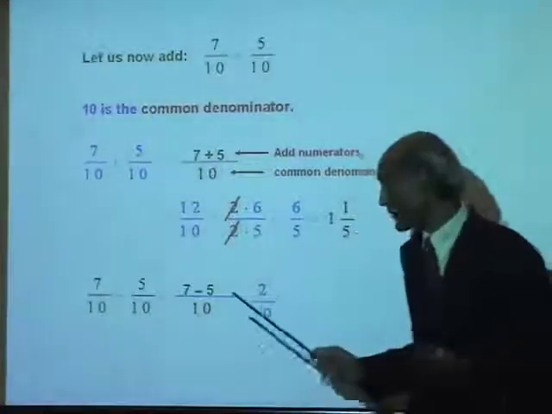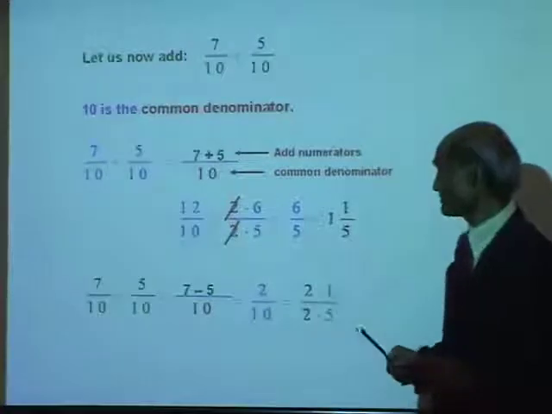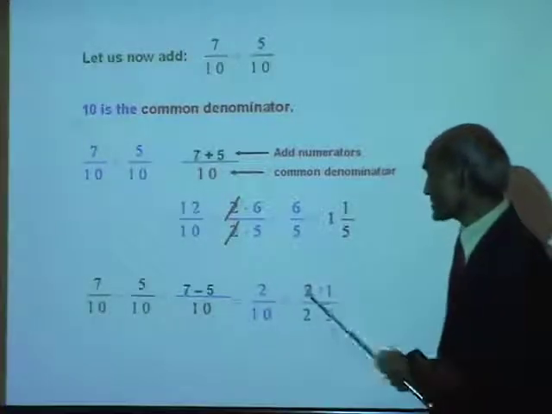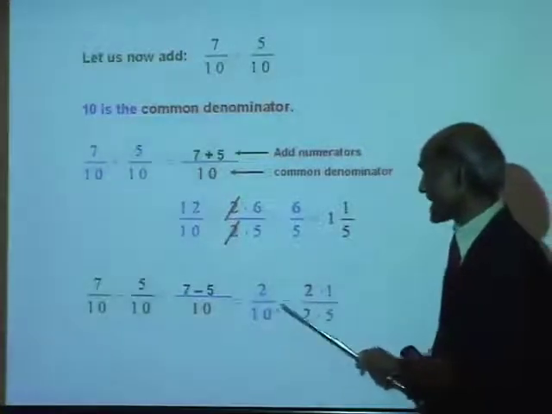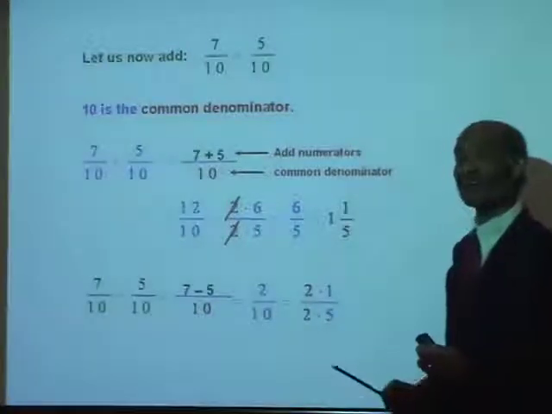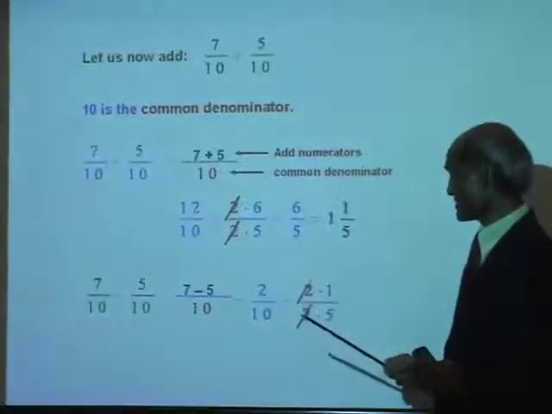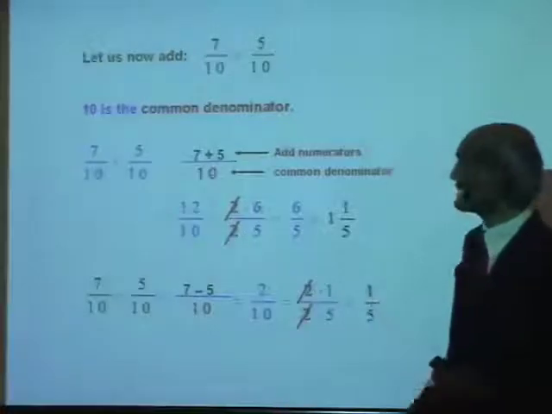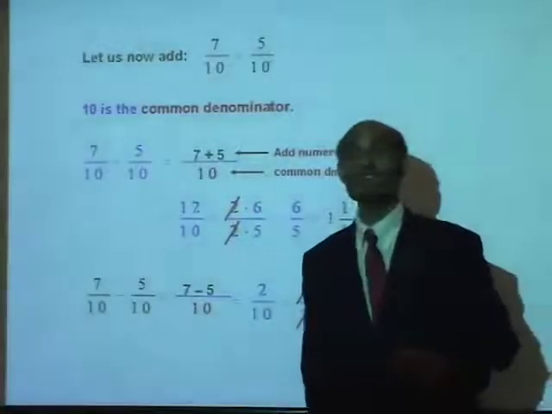Can you tell me what that is in the simplest form? Well, 2 is 2 times 1, and 10 is 2 times 5. And of course the 2 and 2 cancel, leaving us with the answer 1 over 5.